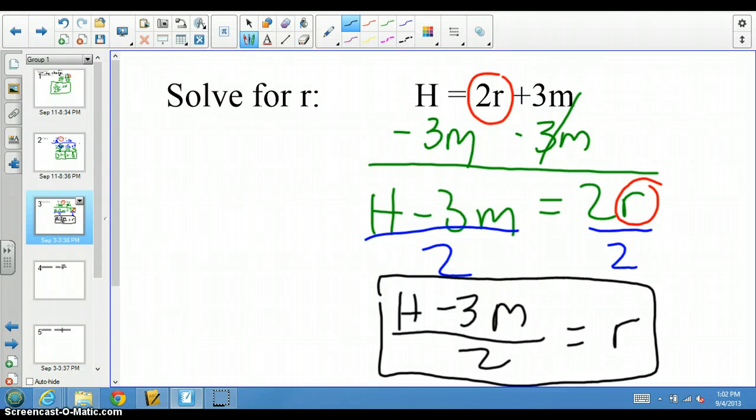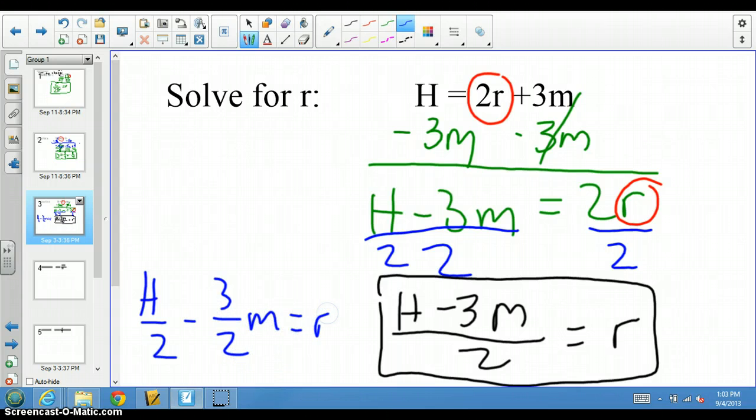Now I could have divided both of these by 2. So I could have had h over 2 minus 3 over 2m equals r. That is equivalent. Okay.